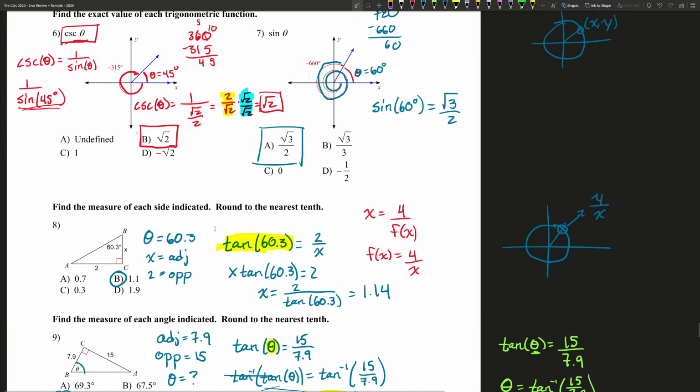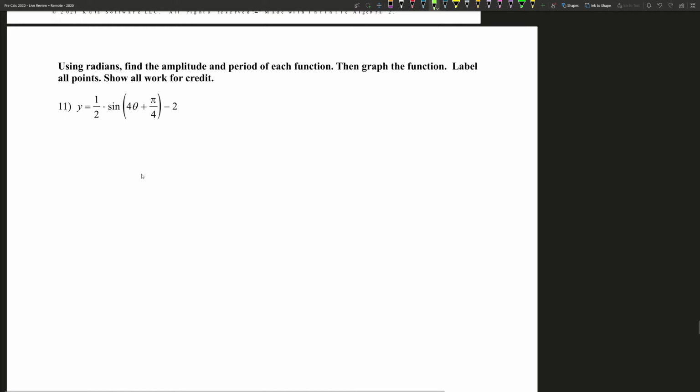All right. So using radians, find the amplitude and period of each function, then graph the function, label all the critical points, and then show all work for credit. Bottom line is be able to graph it as we did in class. So there's a couple of things that we need to do before any actual graphing, and that's to label a couple of things, right?